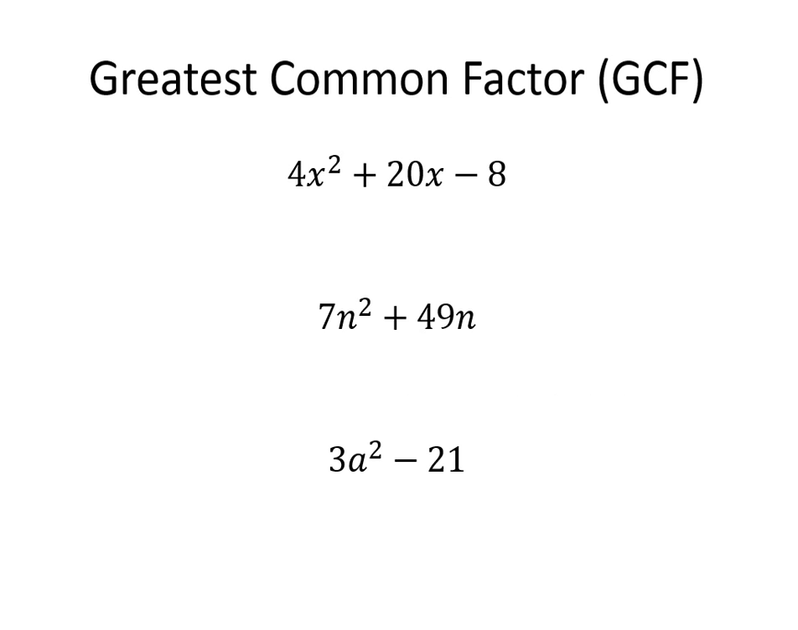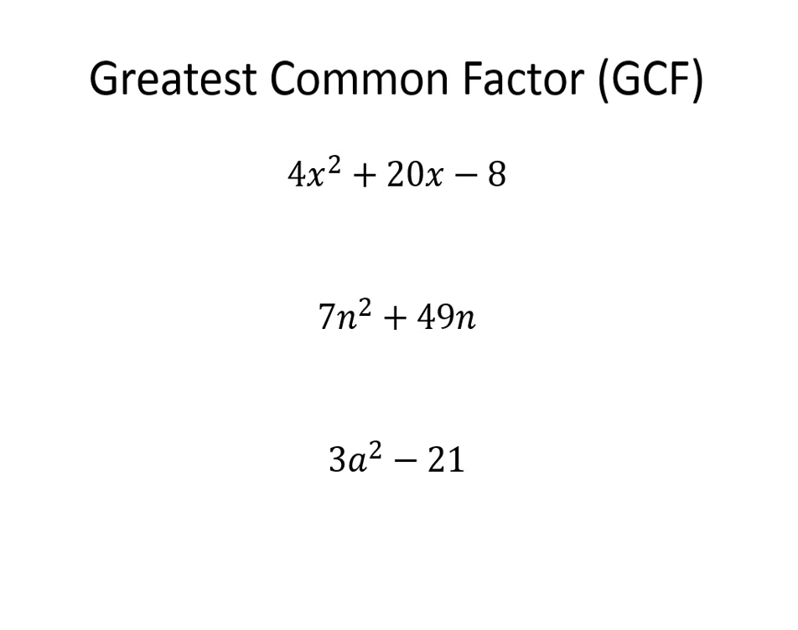So the first thing we're going to do is look at what the greatest common factor, or the GCF, is. What's the largest number that can be taken out of every single part of these expressions? So if we look at the first one, we can take a 4 out of each of these, and that's the largest number.